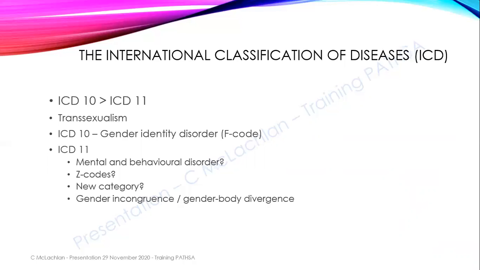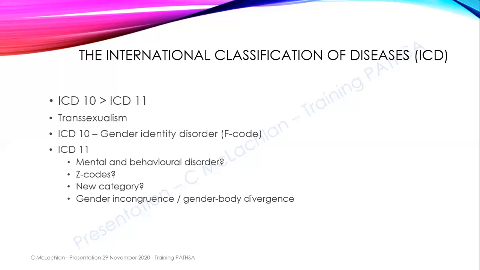Again, there has been quite a lot of changes. And the GID, gender identity disorder, category was formed under the F codes. Now, F codes would be mental health issues. So the question then is, if we now are looking at this revision process, will the name change to something like gender body divergence? Would it still go under mental and behavioral disorders, or should we maybe put it under Z codes so that people can still access healthcare?